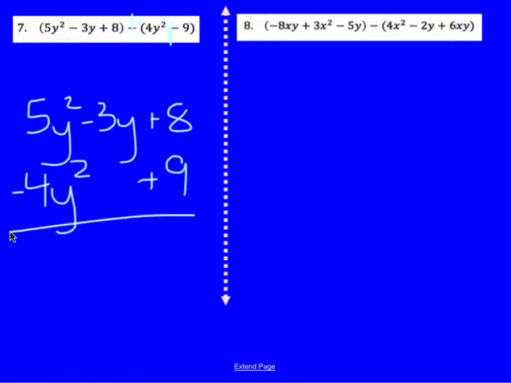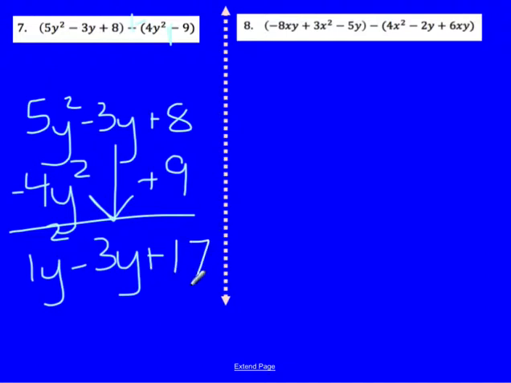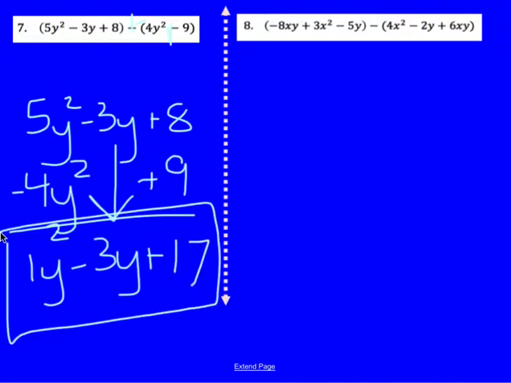So now I can add down the columns. 5y squared minus 4y squared. 5 minus 4 is just 1. And then remember, we're going to keep that y squared. This negative 3y doesn't have anything to be added to, so it's just going to come down to the bottom. And then 8 plus 9 is going to give me 17. So that right there is my final answer for number 7. So let's take a look at number 8.